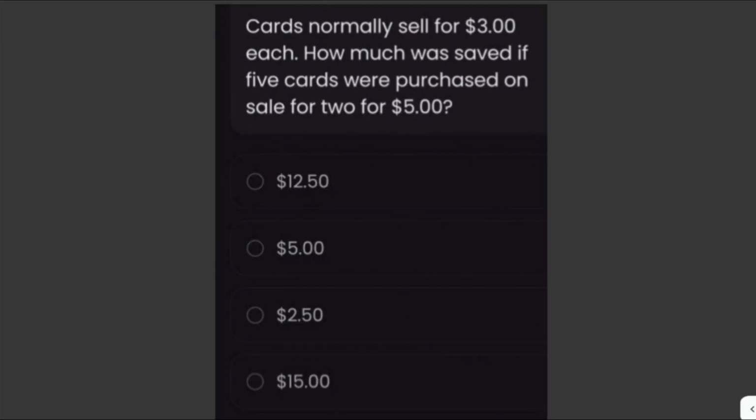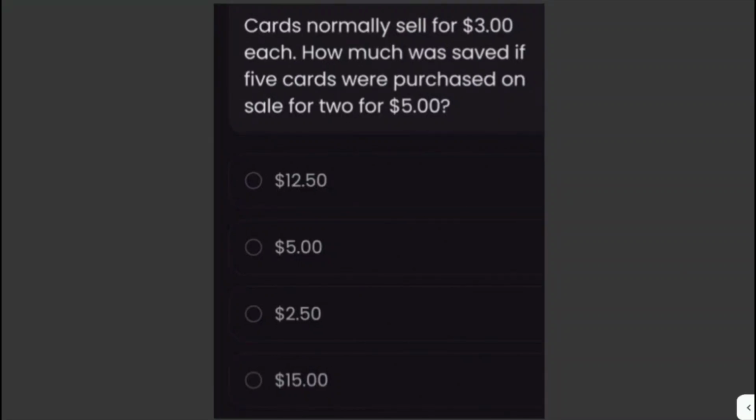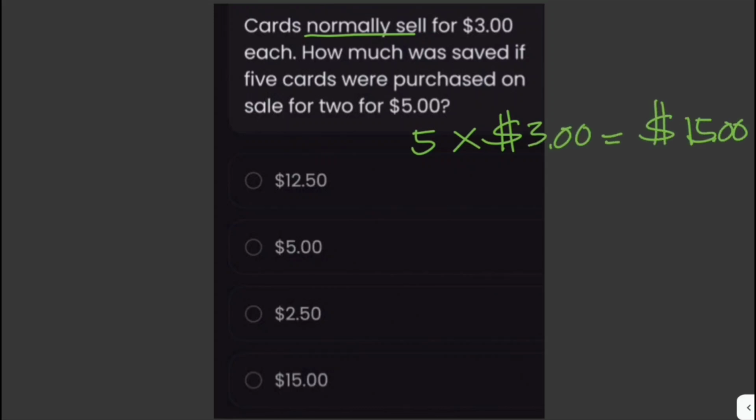Cards normally sell for $3 each. How much was saved if 5 cards were purchased on sale for 2 for $5? The original price of each card is $3. So if we purchase five cards at $3 each, we would pay $15 for the 5 cards. This is the original or normal price.